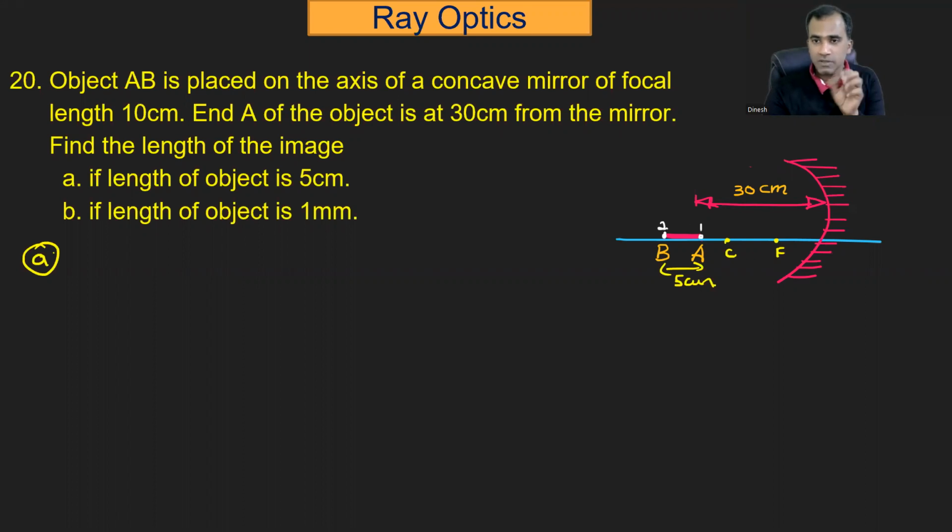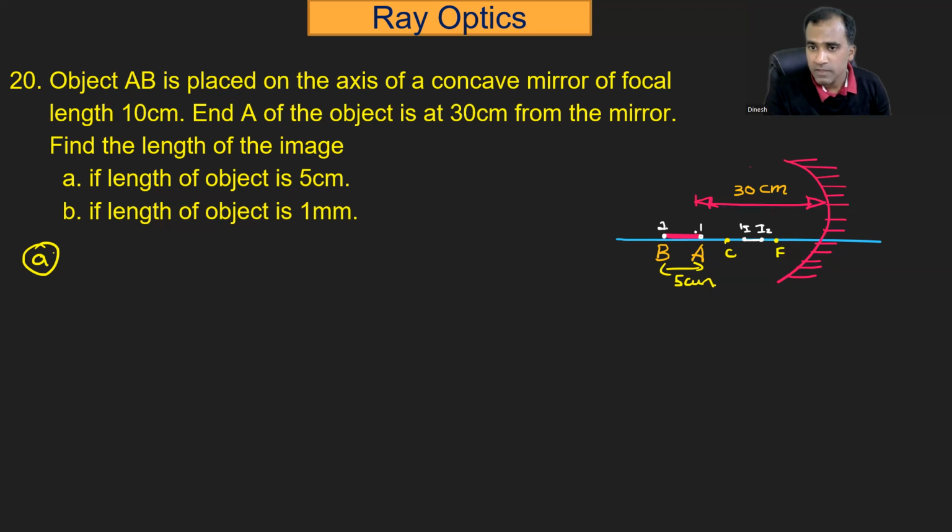Just endpoints. Extended object, how do we deal with it? In an extended object, take the endpoints, find their images. That is how you can find the length of the image also. So for point 1, you find the image. It will be somewhere here. The closer the object is to the center of curvature, the closer the image also. This is point 1's image, and this is farther. This point is farther from the center of curvature. Image of the second point is somewhere here.